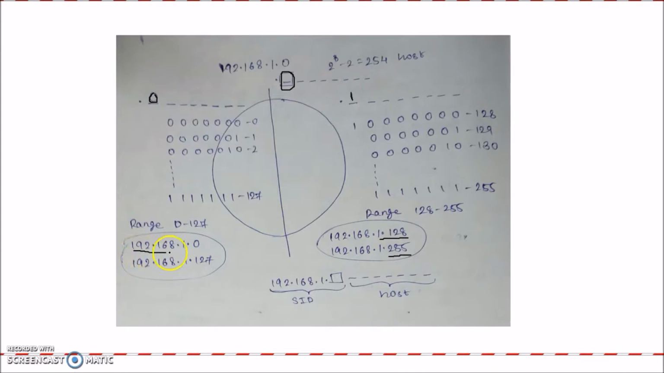Here 192.168.1.0 is the network ID of the whole network as well as the network ID of the subnet; consider this subnet as A and this subnet as B. 192.168.1.127 is the direct broadcast IP address of subnet A, whereas 192.168.1.128 is the network ID of subnet B, and 192.168.1.255 is the direct broadcast IP address of subnet B.